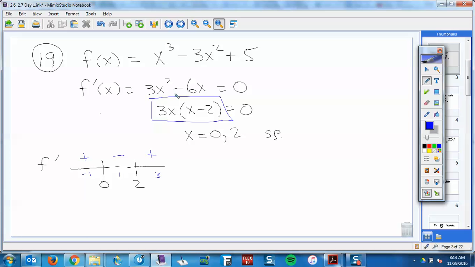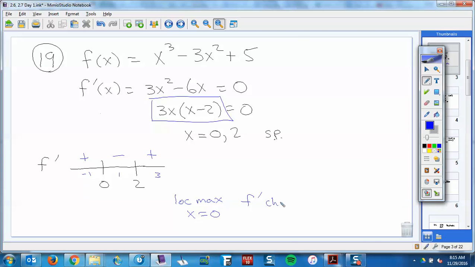Okay, well now I can answer all the questions that 19 asks. Where's the function increasing? Negative infinity to 0, and 2 to infinity. Where's it decreasing? 0 to 2. Where's the local max? We have a local max right here at x equals 0. We have a local min at 2. And don't forget what I said on that local max. You've got to say local max. If this was a test, you'd have to say local max at x equals 0, and you'd have to say y.